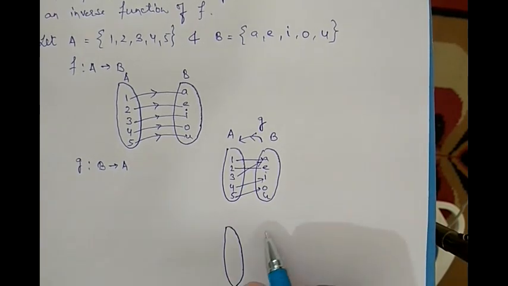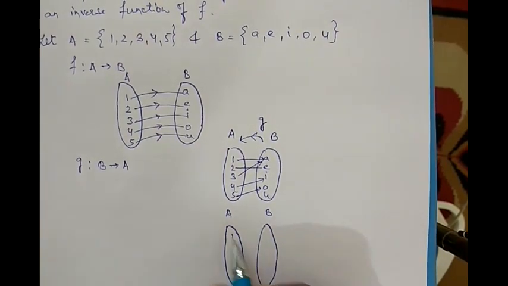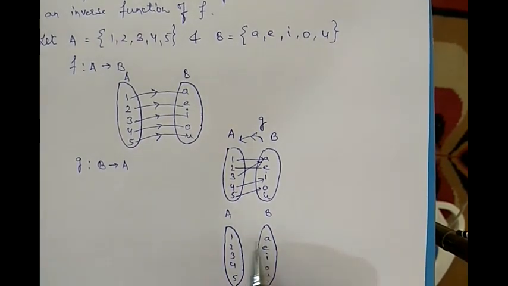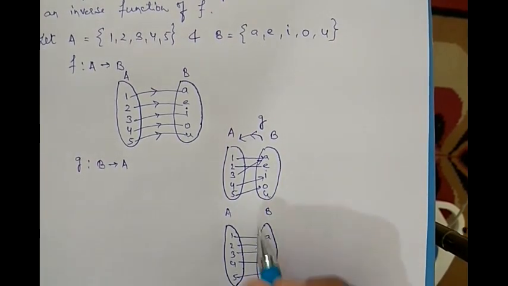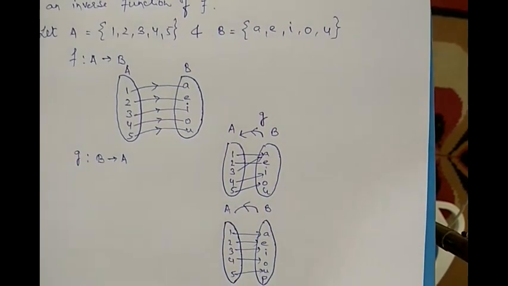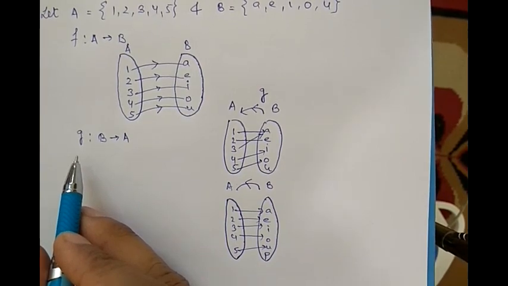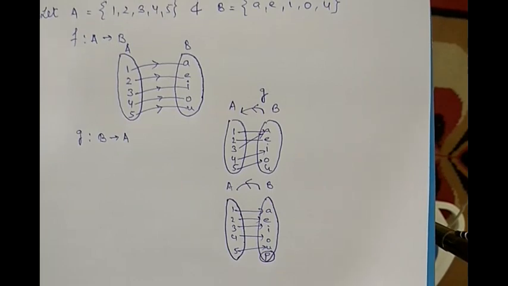If this is A, this is B. Now if we are saying that 1, 2, 3, 4 and 5, and here a, e, i, o, u, let's say p. Now if we are saying it like this, now when you try to define a function from B to A, that is, when you try to define function g, what will happen in this condition? You will not get any image for this element p here.